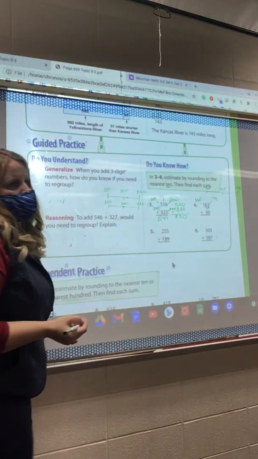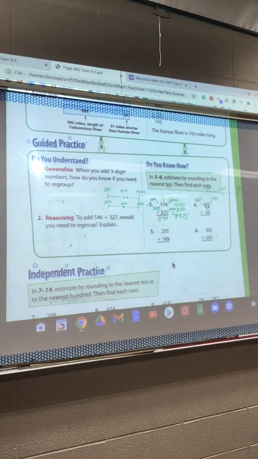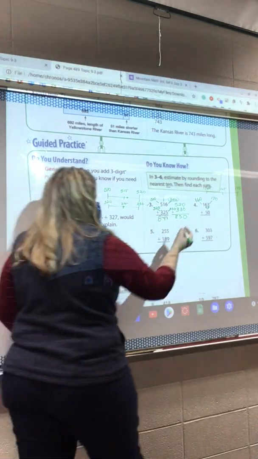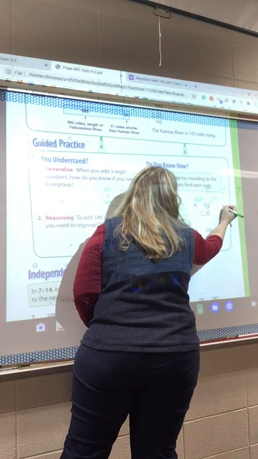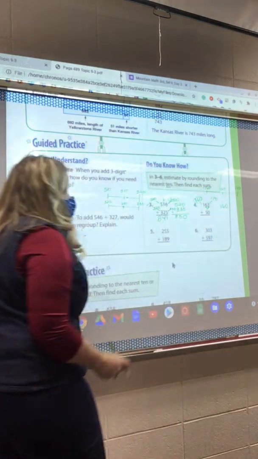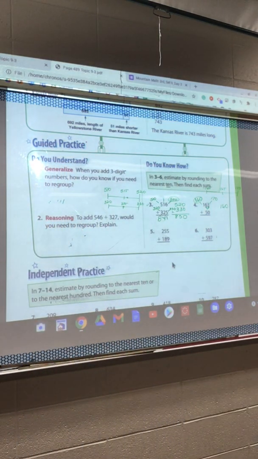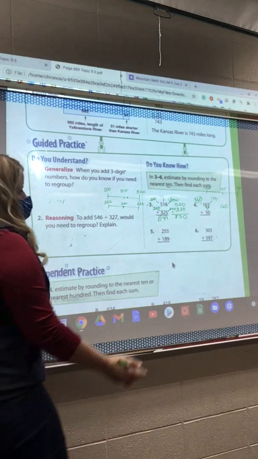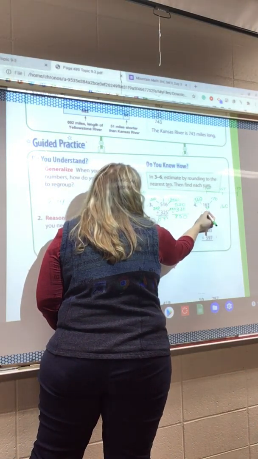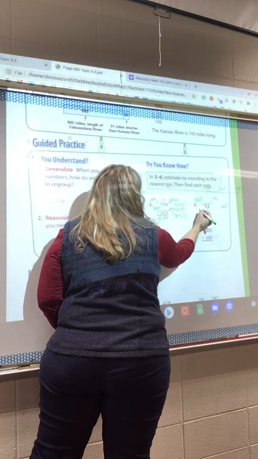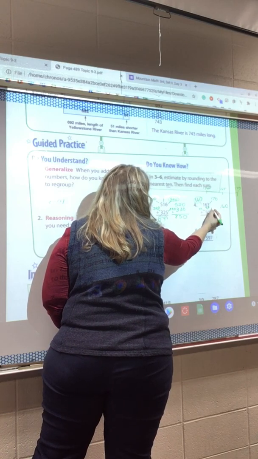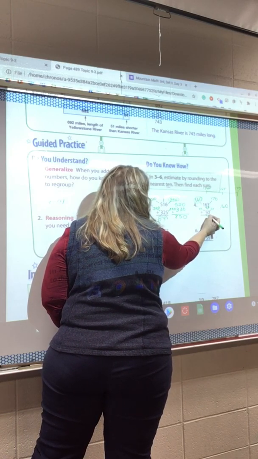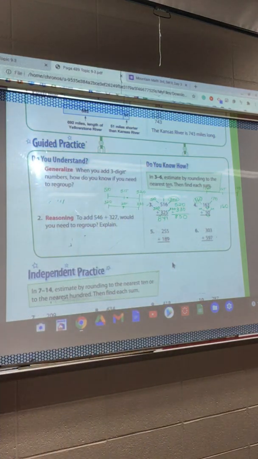In my ones spot, I have a 3. Is that 5 or more? No. So it's going to be 160. You're right, it's 4 or less. Okay, so on the bottom, I don't have 100. I don't have to worry about that, right? So my number is either going to be 50 or what? 60. Don't let that 0 fool you.